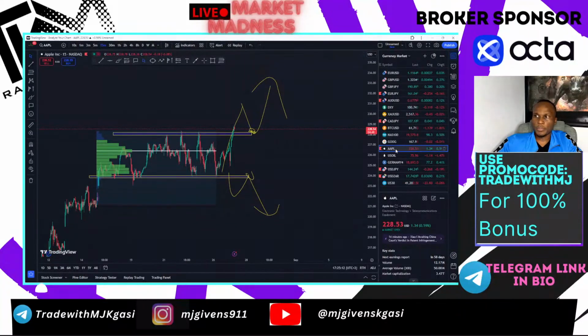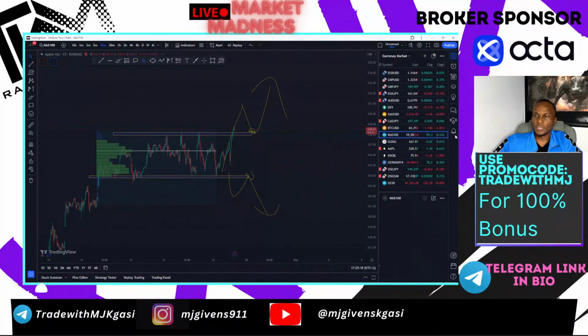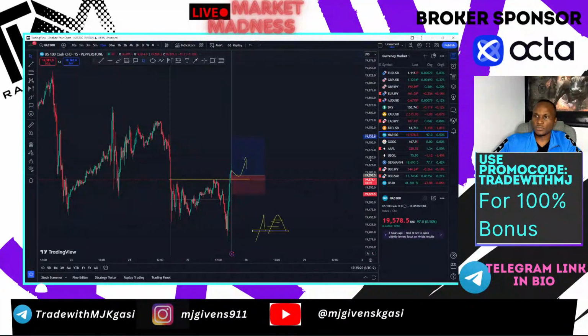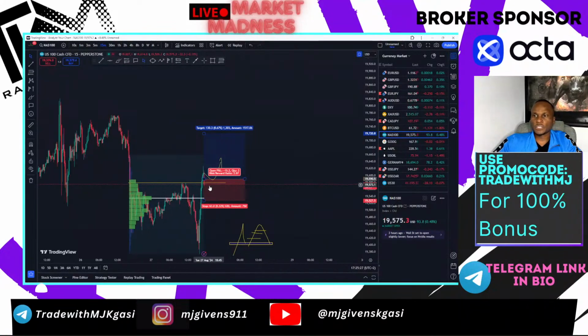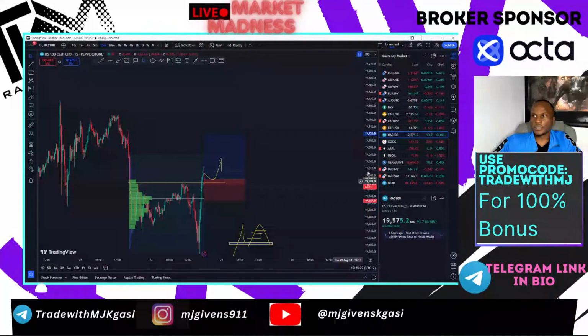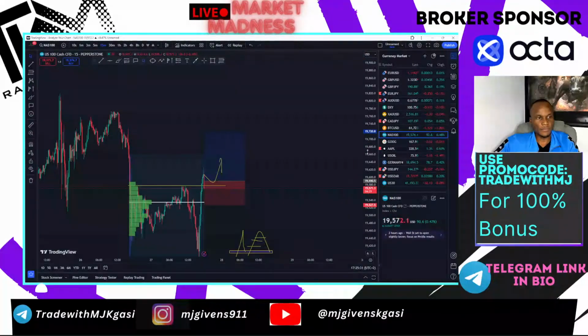Remember, Apple and Google, these are NASDAQ stocks, right? So if we are anticipating a bullish run on NASDAQ, then chances are these are going to follow suit. We want to see how this will close, and then we can take a trade. If it closes the way it closes now, then there's no trade for us. There won't be a trade if it closes the way it's closing.